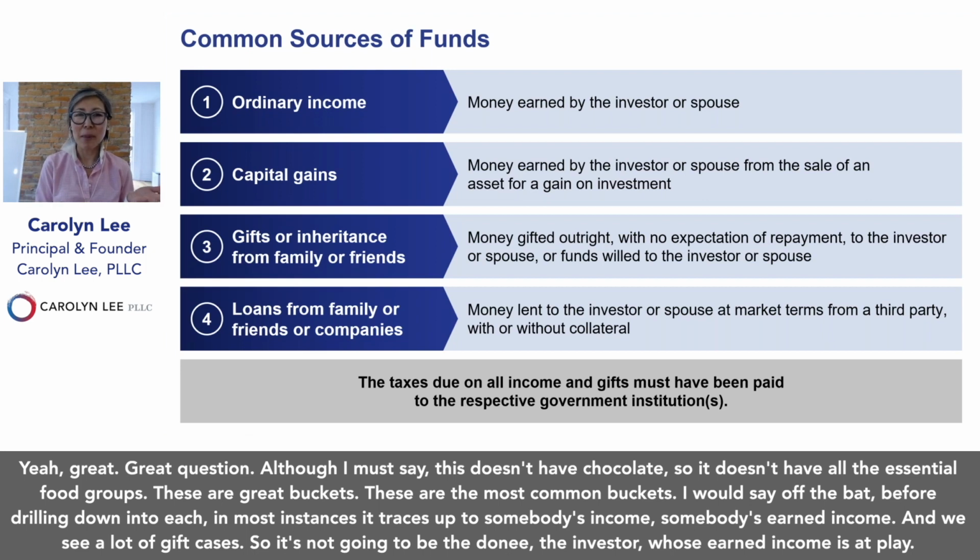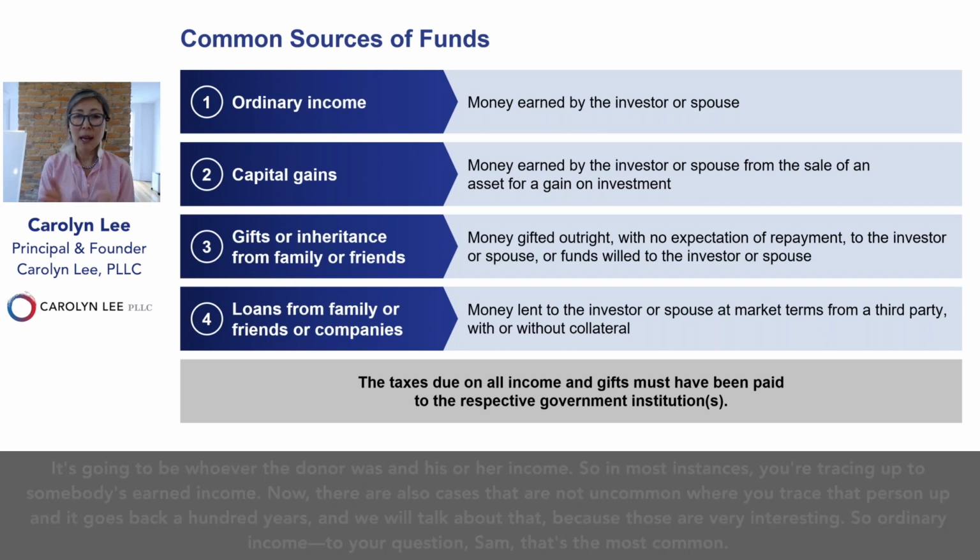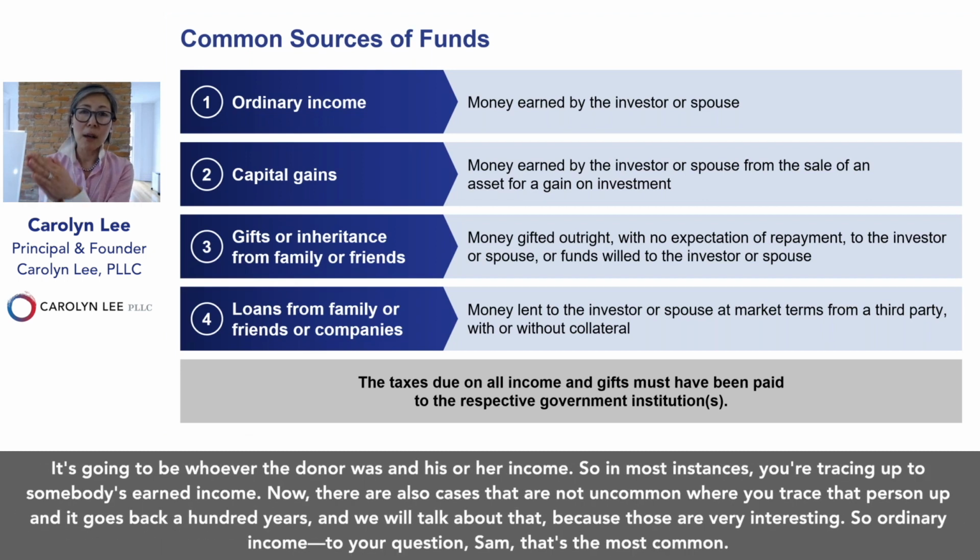These are great buckets. These are the most common buckets, right? And I would say off the bat, before drilling down into each, in most instances it traces up to somebody's income, somebody's earned income. And we see a lot of gift cases. So it's not going to be the donee, the investor, whose earned income is at play. It's going to be whoever the donor was and his or her income. So in most instances, you're tracing up to somebody's earned income.